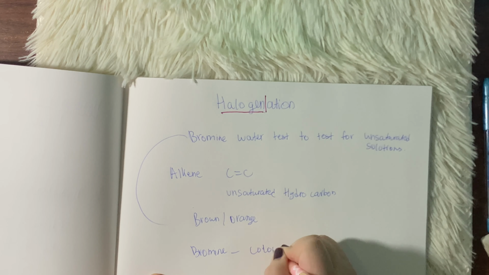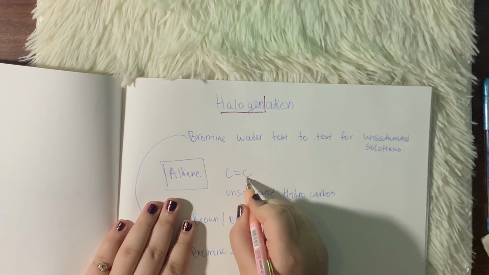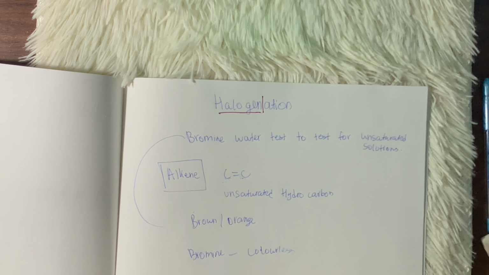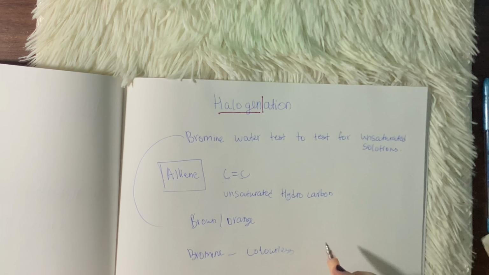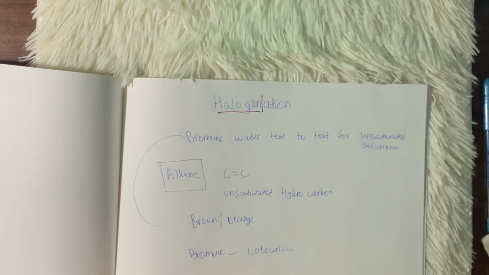We know that only alkenes can be unsaturated just because they have a double bond between 2 carbon atoms. So in an alkene, bromine water turns colorless. It goes from brown to colorless. Always remember, brown to colorless in an alkene solution. That is all you need to remember. And now we're going to be looking at how to actually draw it.